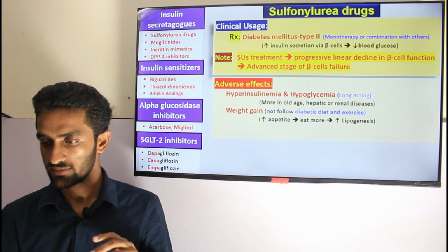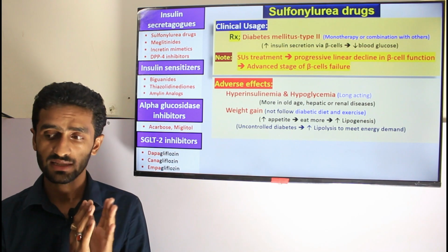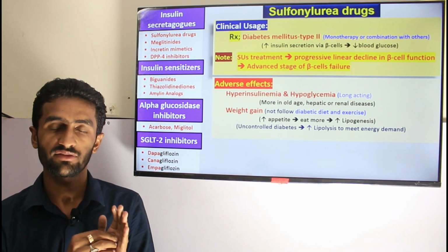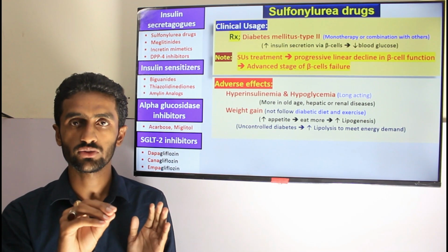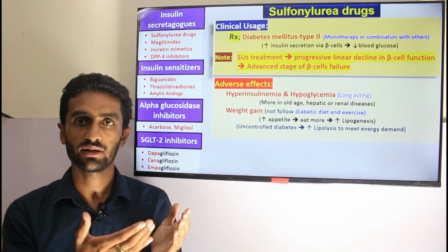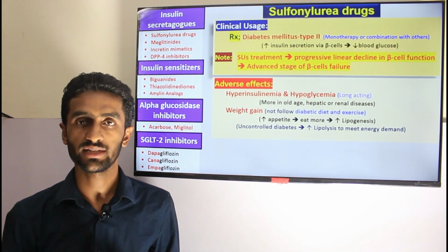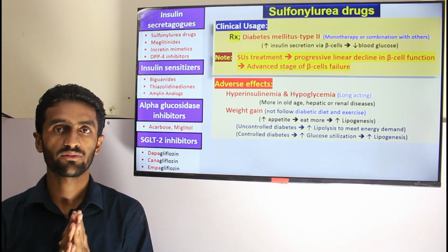While if someone is taking the sulfonylurea or any drug which controls the diabetes, what will happen? The glucose enters into the tissue, and after the energy demand is maintained, what will happen? They start the lipogenesis. So in this way, they are responsible for the weight gain.